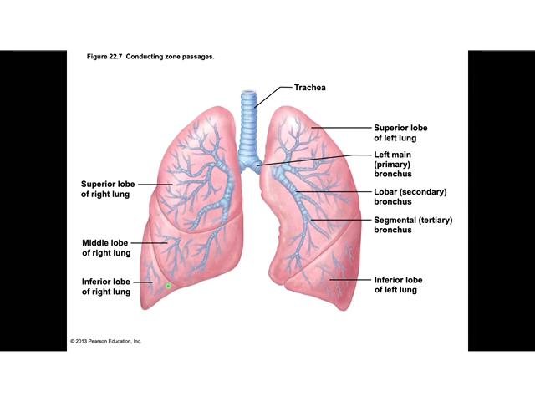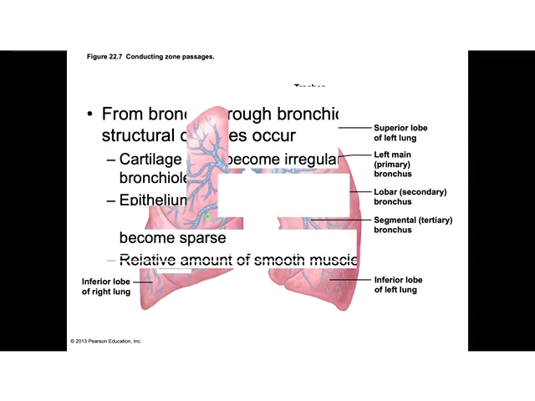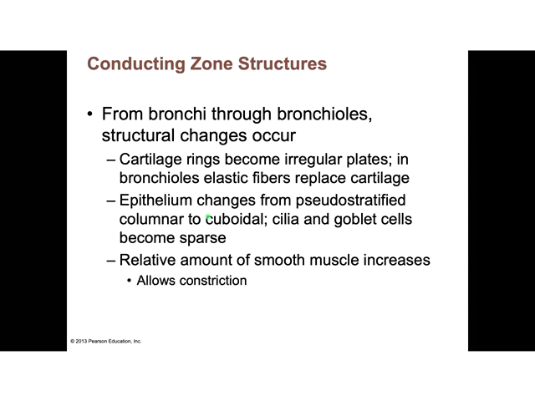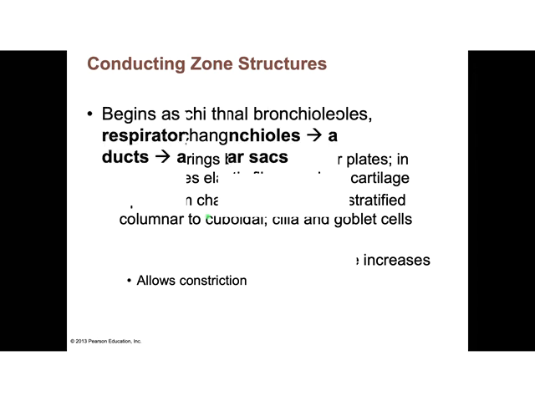So these are lobes of the lung, okay, 2 on the left and 3 on the right, and those lobes can also be divided into what we call segments, okay? So as we progress from the bronchi to the bronchioles, cartilage rings get replaced by irregular cartilage plates. In bronchioles, elastic fibers are going to replace cartilage. The epithelia changes from pseudostratified columnar to cuboidal, and the cilia and the goblet cells become less frequent, and the amounts of smooth muscle increase, and that promotes the ability to move air to regions of the lung that have the greatest perfusion of blood, okay?